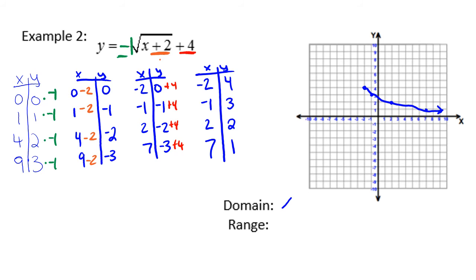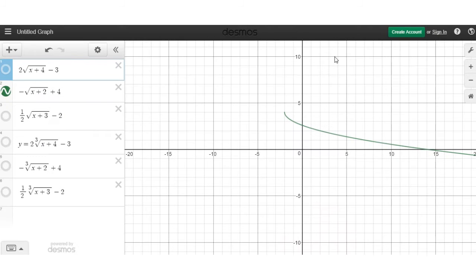Our domain is our x values, our range is our y values. Think of it alphabetically if that helps. D x, R y. Our x values, the smallest one is -2, the rest are bigger than -2. For our y values, our biggest is 4. The rest of my y values are below or less than or equal to 4.